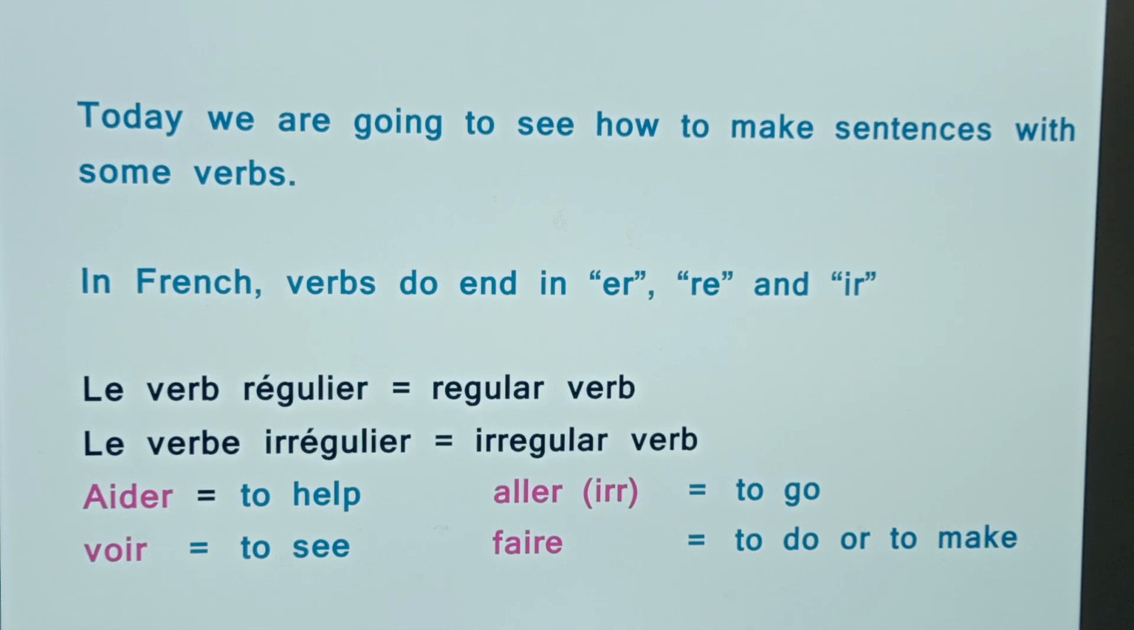Okay, so aider, to help. And then aller. If I put aller, it is an irregular verb, but not to worry about that. You don't have to remember any of those things now. So to go, aller; to see, voir; faire, to do or to make. For example, if I want to make a cake, j'ai fait un gâteau. If I am doing homework, in English we say I'm doing the homework, or I'm doing my homework, or I'm making a cake. So it's a different thing in English. You have to use two different verbs in English for the French verb faire.